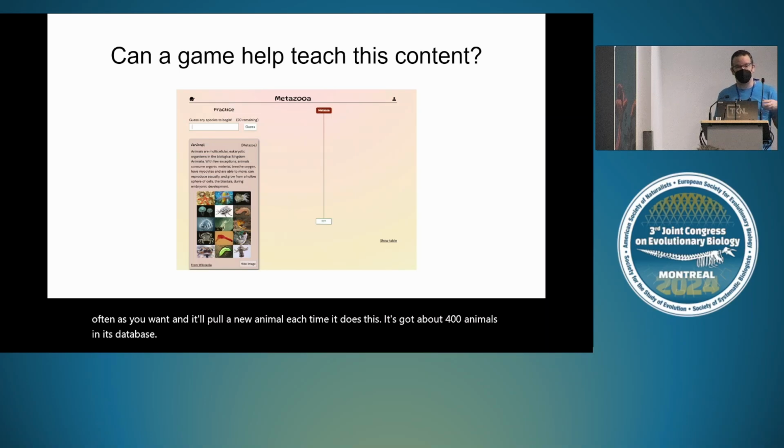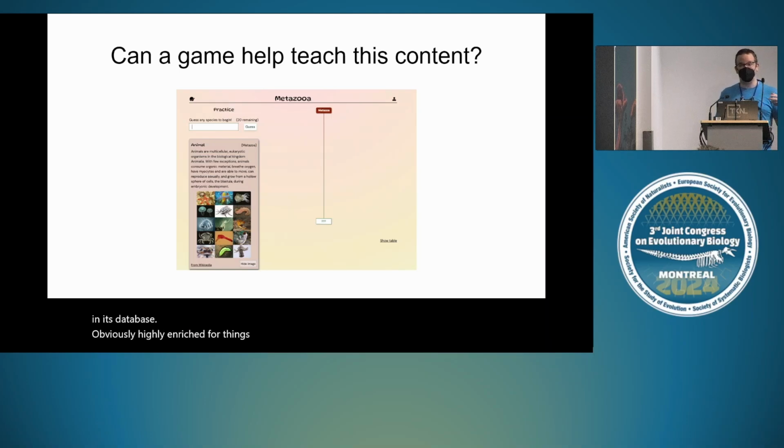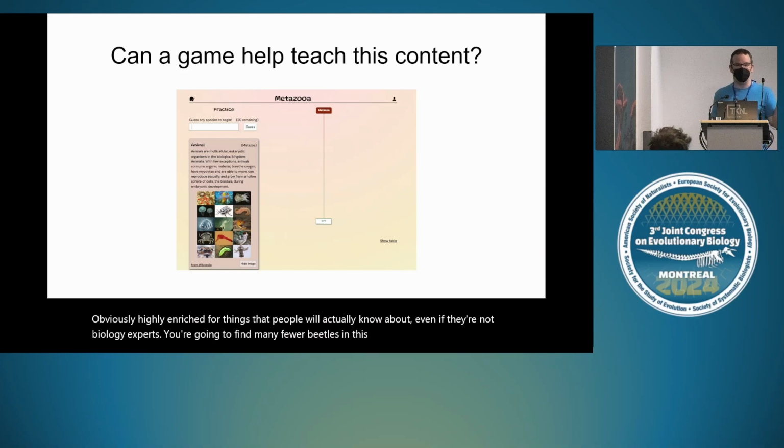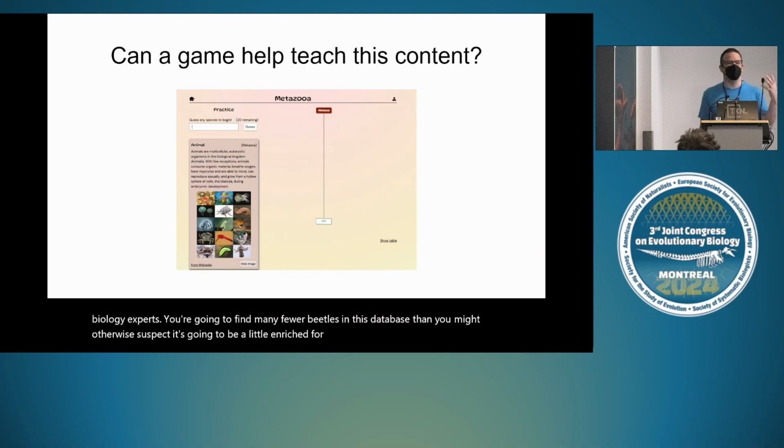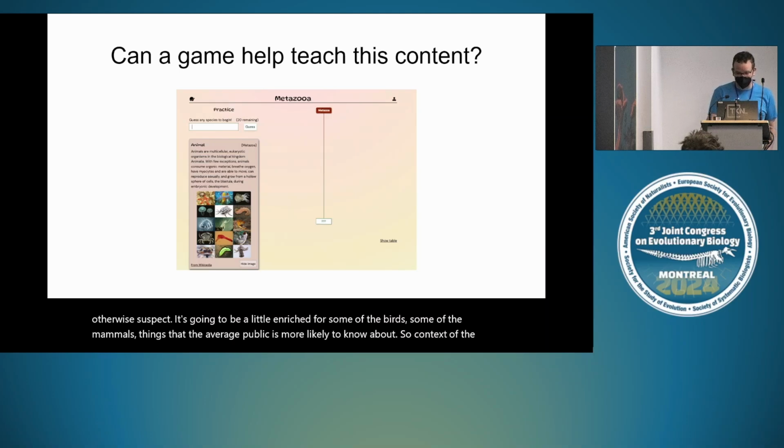Obviously highly enriched for things that people will actually know about, even if they're not biology experts. You're going to find many fewer beetles in this database than you might otherwise suspect. It's going to be a little enriched for some of the birds, some of the mammals, things that the average public is more likely to know about. So, the context of the class that I'm using this in.